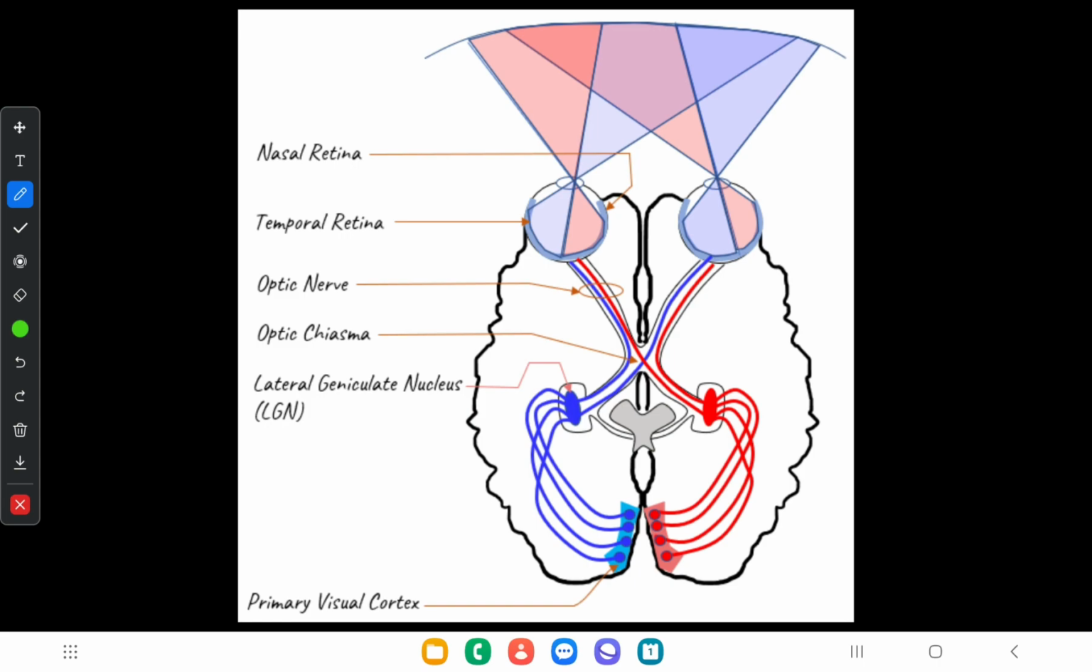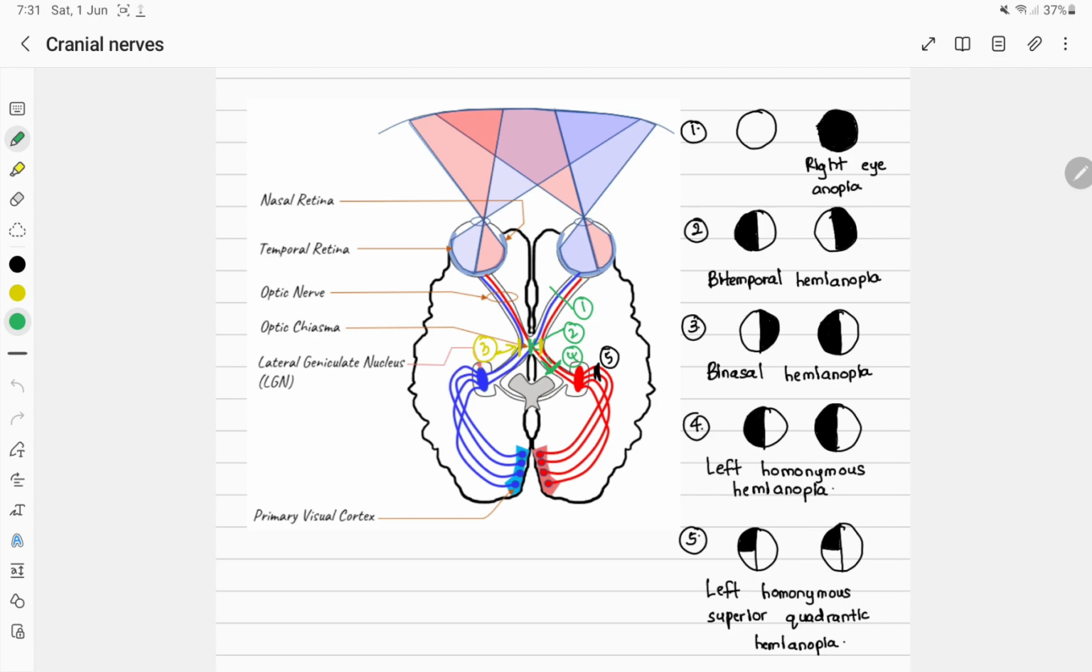What happens if the optic nerve, the optic chiasma or the optic radiation is damaged at particular areas? What happens to our visual fields? I'm going to talk about that first before the reflexes. Imagine there is a lesion. Here the first lesion is in the optic nerve.